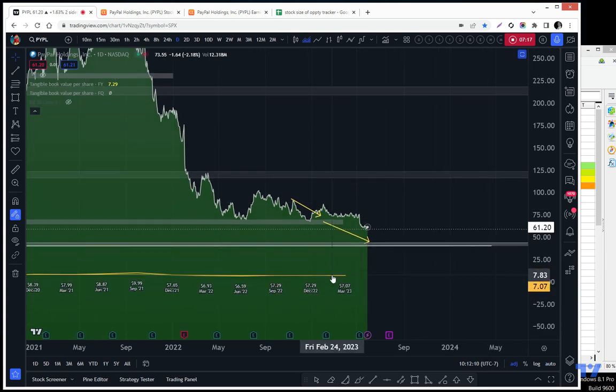So I also have tangible value. They've got tangible value of 7. So worst case, we know that there's at least $7 worth of value in the stock, and they don't have an excess amount of debt. But I am very interested.